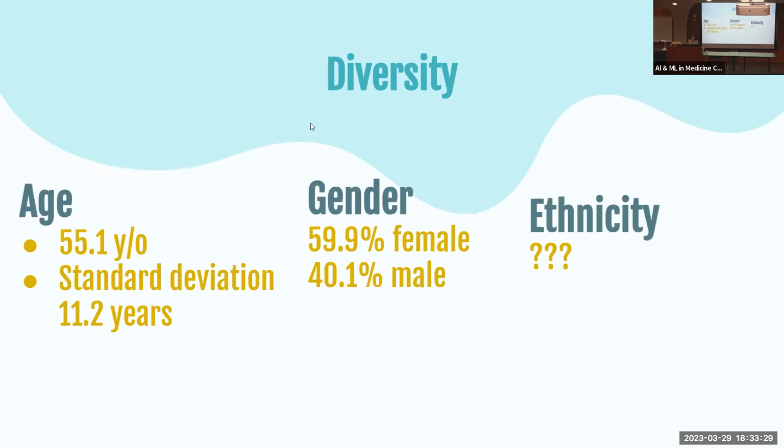In terms of the actual patients, the mean age was 55. Standard deviation was 11.2 years. So that might be a little bit difficult when you're assessing younger patients with type 1 diabetes. Something to consider in limitations. For gender, a pretty good split, about 60% female, 40% male. And I didn't see any mention of ethnicity. Did anybody see anything about ethnicity? Okay.